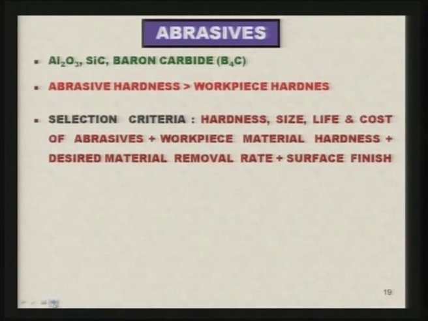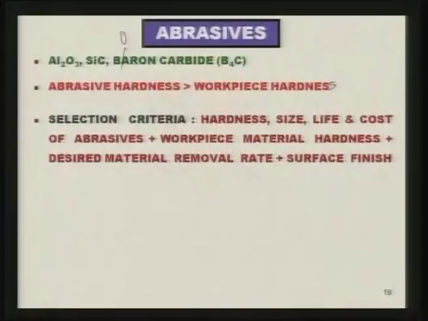Abrasives: there are various kinds of abrasives that are used in ultrasonic machining. Some of them are alumina, Al2O3, silicon carbide, boron carbide, B4C, this is O, not A. Abrasive hardness should definitely be greater than the workpiece hardness, otherwise the abrasive itself will fracture or break rather than removing the material from the workpiece.